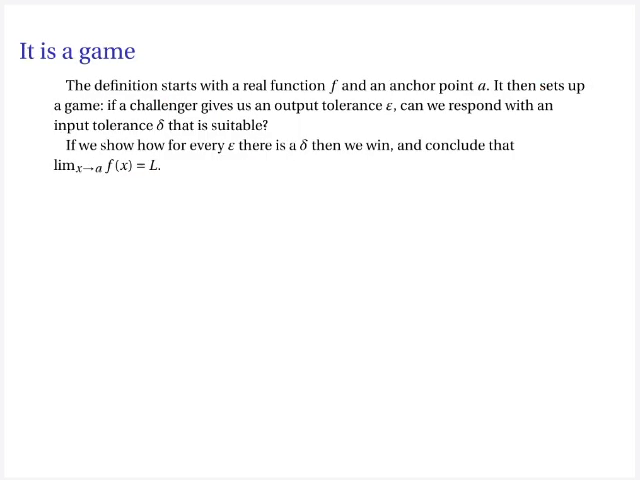Okay. So the definition starts with a real function and an anchor point a and then sets up a game. If a challenger gives us an output tolerance epsilon, can we respond with an input tolerance that's suitable? If we show how for every epsilon there's a delta, then we win the game and we conclude that the limit as x approaches a of f of x is equal to L.